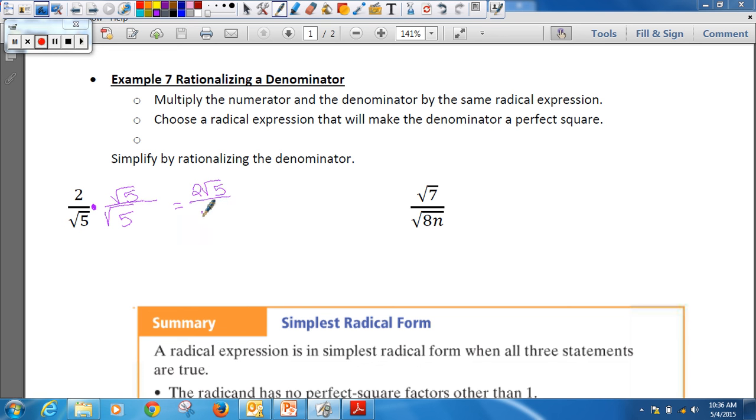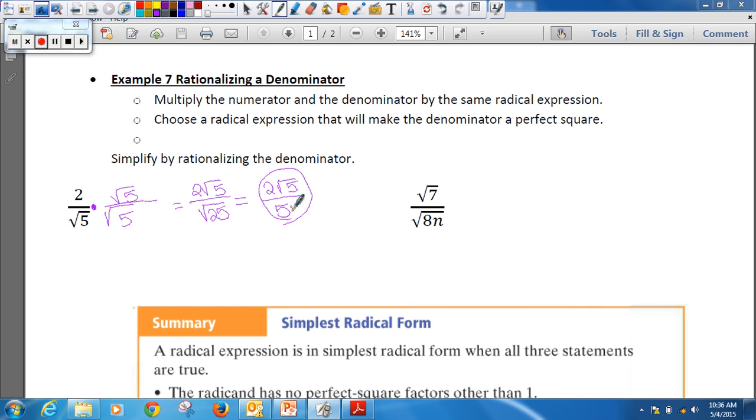Square root of 5 times square root of 5 is square root of 25. 2 square root of 5 does not simplify as the numerator. Square root of 25 is 5. That does not simplify any further, so my answer is simply 2 square root of 5 over 5. If you notice there, it is now in simplified form because there's no perfect squares that will come out of this 5, and there is not a radical in the denominator.